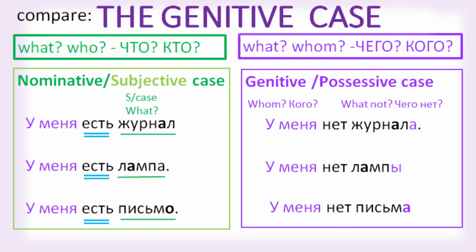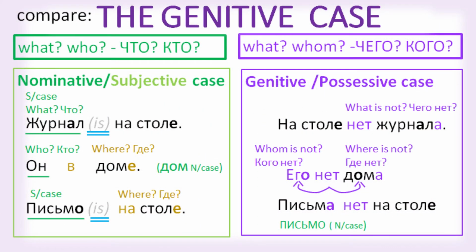У меня есть журнал. I have a magazine. У меня нет журнала. I have no magazine. У меня есть лампа. I have a lamp. У меня нет лампы. I have no lamp. У меня есть письмо. I have a letter. У меня нет письма. I have no letter.